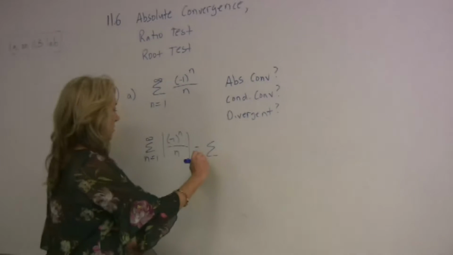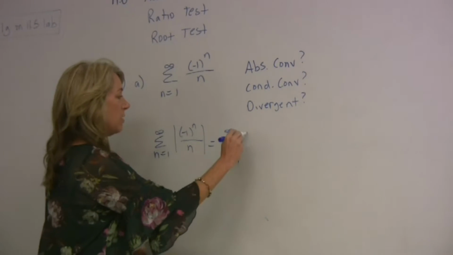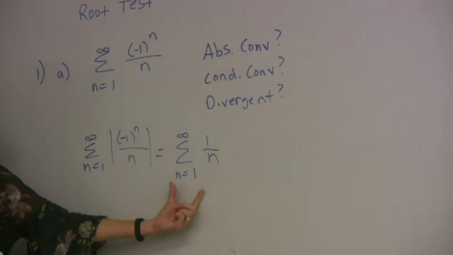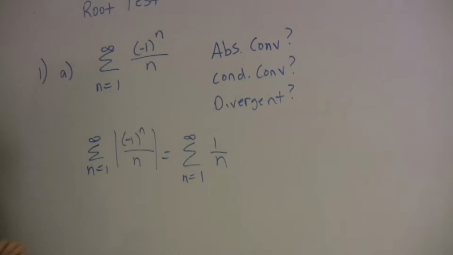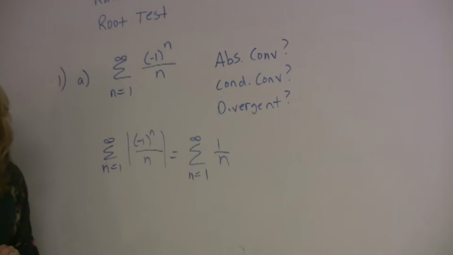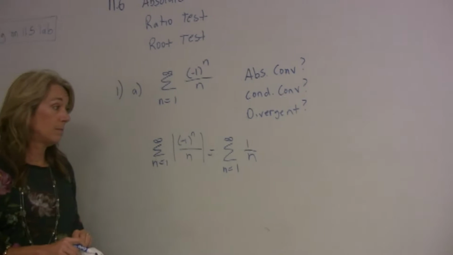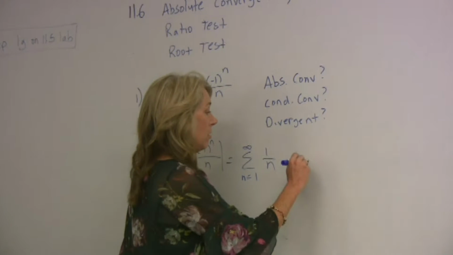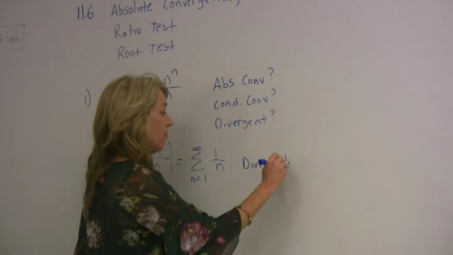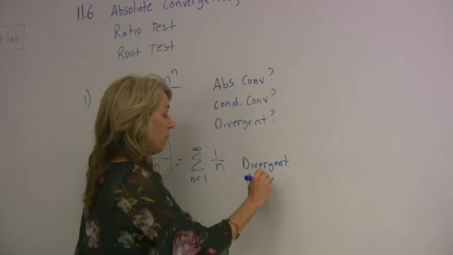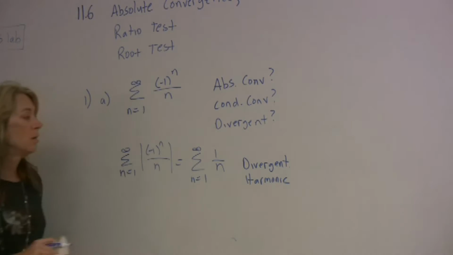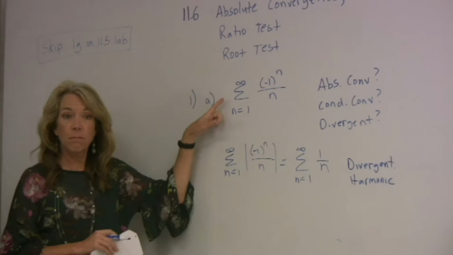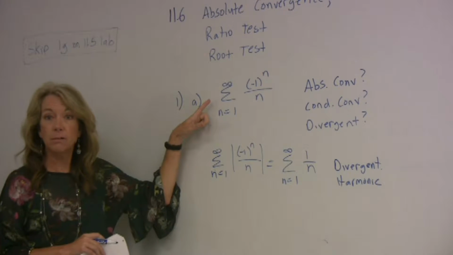What series is this? The same one we've been doing, just making sure you've got the notation down. If I take the absolute values, it's now just this series, which is what? The harmonic series, and it diverges. Divergent, harmonic. So the question is, is this series absolutely convergent? No. Why not?